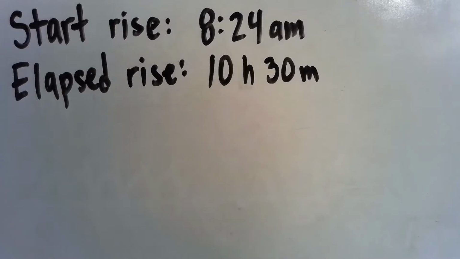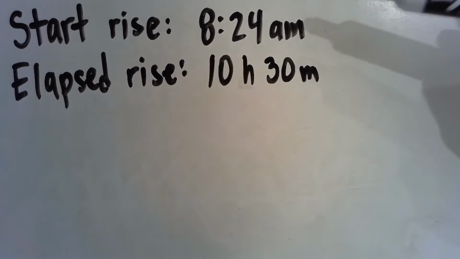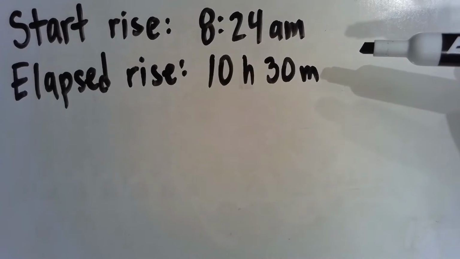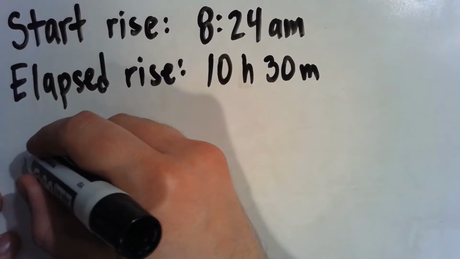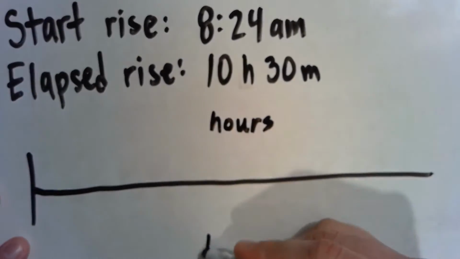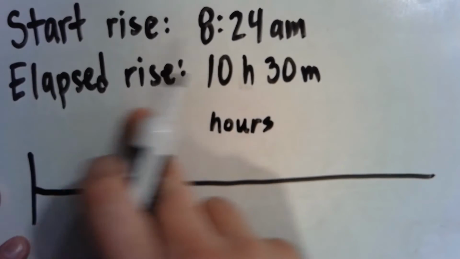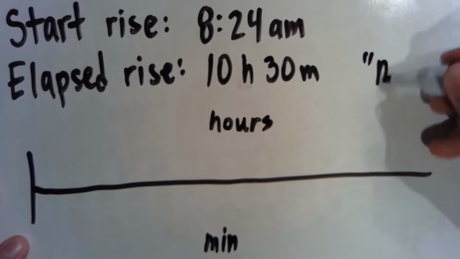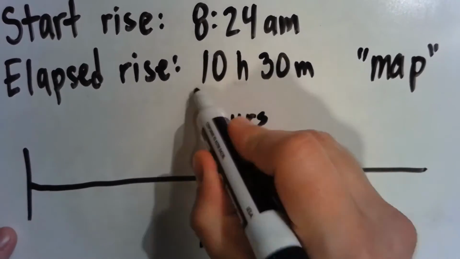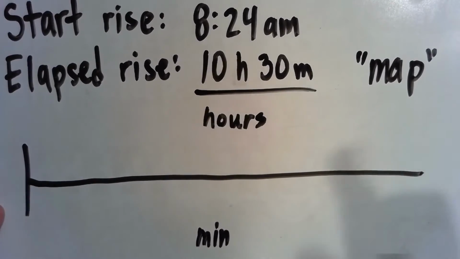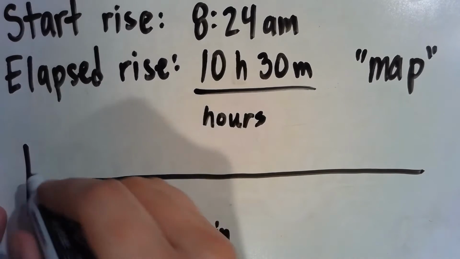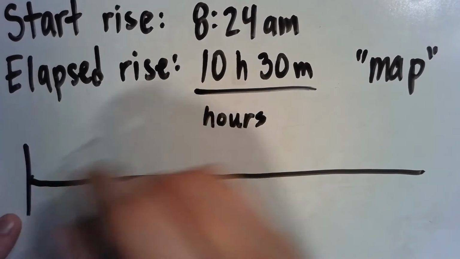All right, let's figure that out. We've started the rise of this dough at 8:24 a.m. and we're going to have it go for 10 hours and 30 minutes, or 10 and a half hours. Once again, I'm going to do my timeline method where I have the hours on top and the minutes on the bottom. When it gives us elapsed time, I like to do something I just call map. I map my elapsed time. So I'm going to make 10 hours and 30 minutes on my timeline, and then I will fill in the numbers. Let's go with 10 hour jumps.